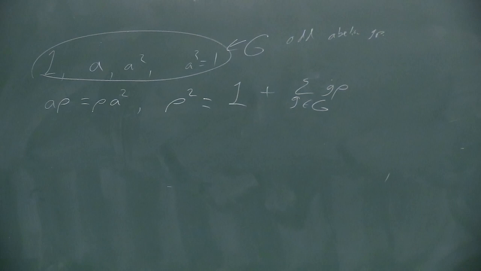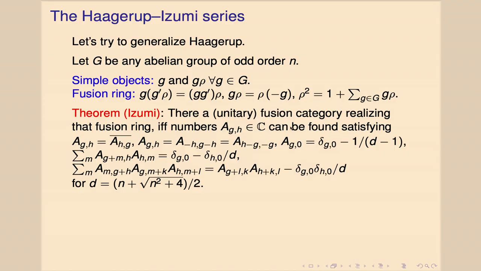Now Izumi's theorem is that you get a unitary fusion category, whatever unitary means, let's not worry about that, that realizes this fusion ring if and only if you have a bunch of numbers. These are the analogs of the A prime, B, B prime, etc. in the last example. Naively, there are n squared of them, but there are lots of relations between these numbers. For example, this matrix is a Hermitian matrix, etc. And so there's a bunch of meaningless equations there. But if you can solve these equations, they're just polynomial equations in complex numbers, well, there are some complex conjugates, but you can get rid of those.